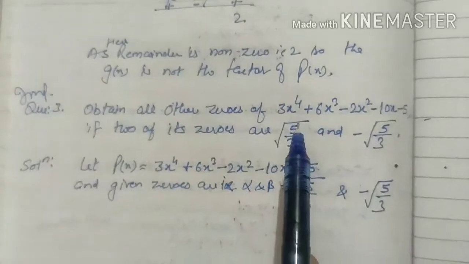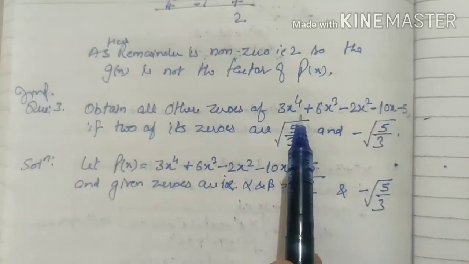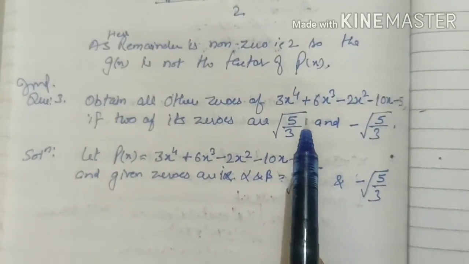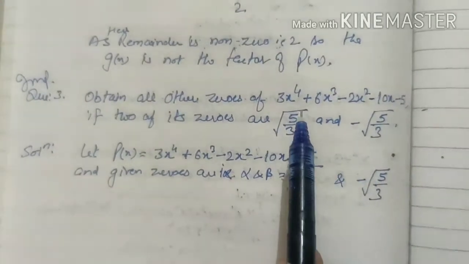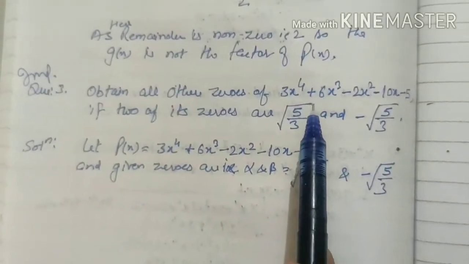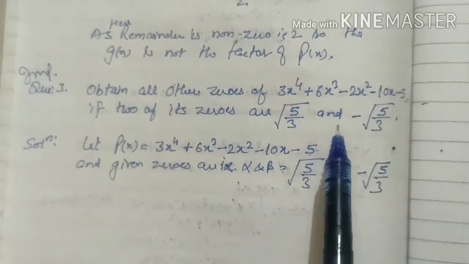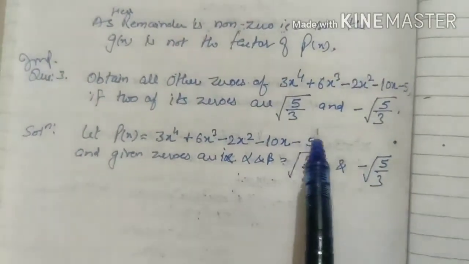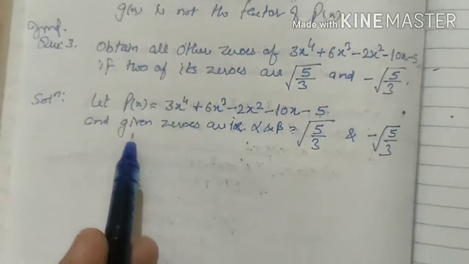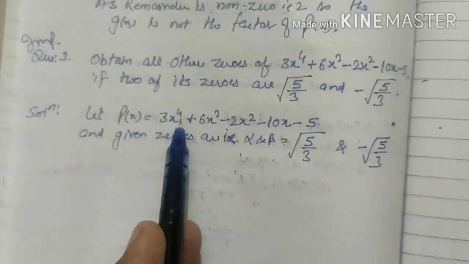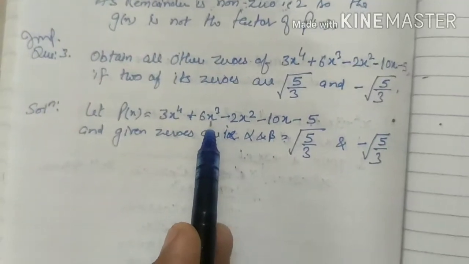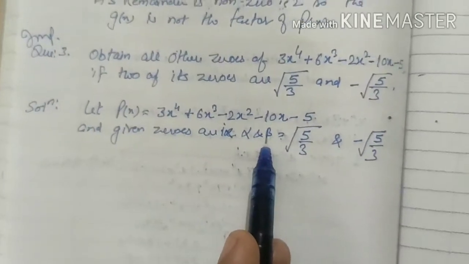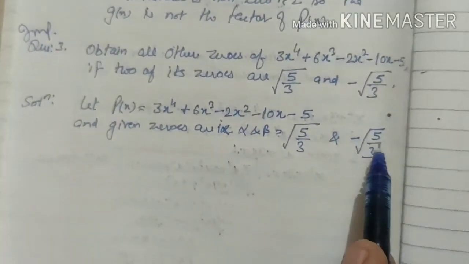So you can see here the highest power of the given polynomial, or we can say the degree of the polynomial, is 4. So this polynomial has at most 4 zeros, and 2 of which we are given already. So now we need to find the other 2 zeros of the given polynomial. For that we must have a divisor. So we will first form a polynomial gx. We can assume this as px. So we will form gx from these given zeros. So here let px be 3x raised to the power 4 plus 6x cube minus 2x square minus 10x minus 5, and the given zeros are alpha and beta, we can say root 5 by 3 and minus root 5 by 3.